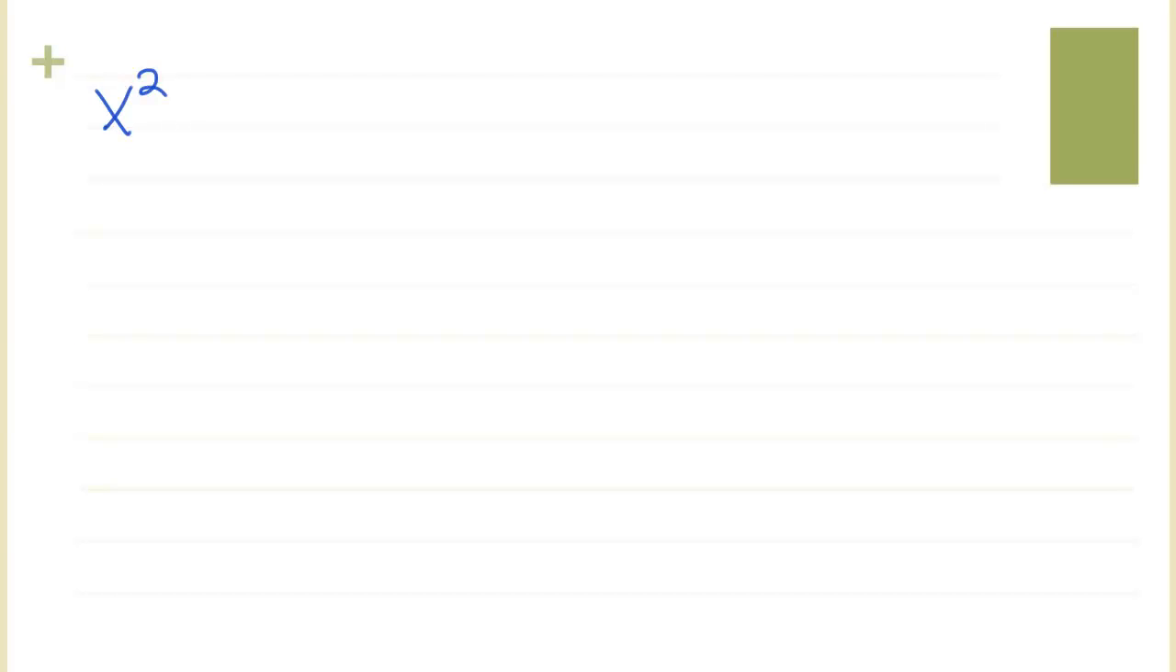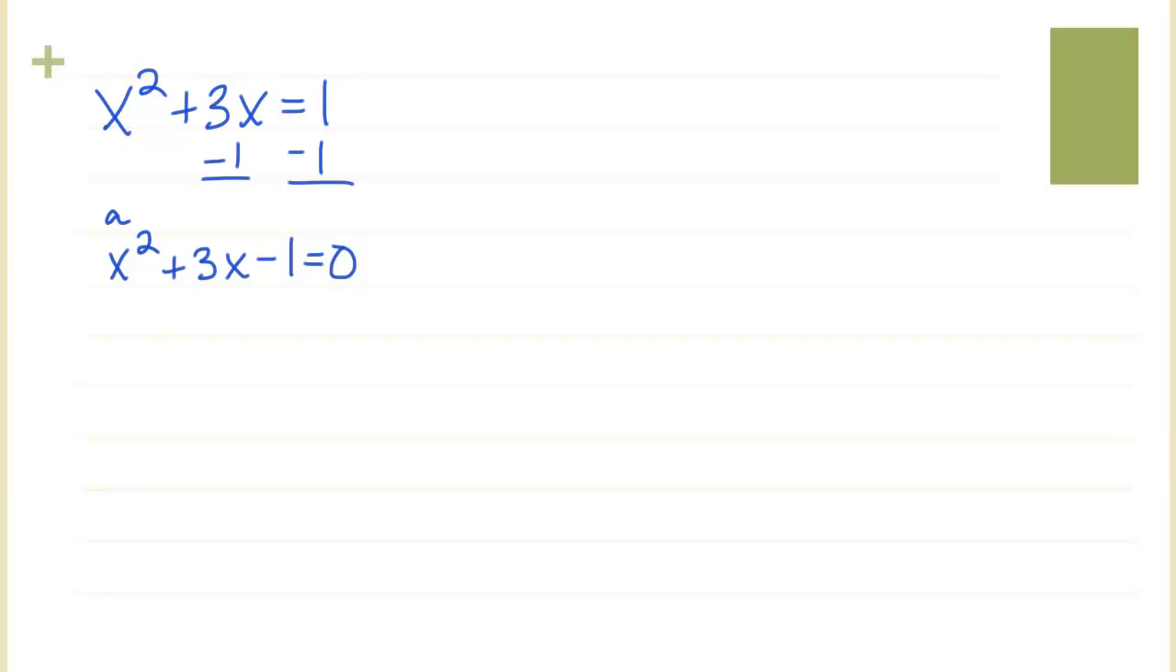Do x squared plus 3x equals 1. So that's not in standard form. First thing we have to do is get it into standard form. We've got x squared plus 3x minus 1 equals 0. A is 1, B is 3, C is negative 1. Like I said, the next steps are not the big issue, so I'm going to jump ahead.